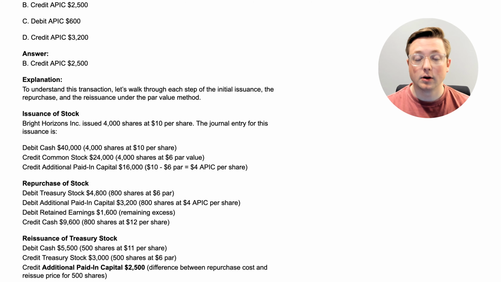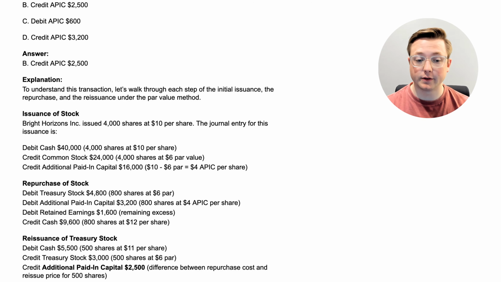But remember, they do not debit common stock for the same amount. They only debit common stock at the par value. So 4,000 shares at $6 par value is $24,000. And then the additional paid in capital is the difference. That's $16,000. But remember, with the par value method for treasury stock, you take that difference, 10 less 6, and that's actually $4 of additional paid in capital per share. We're going to be using that in the next journal entry.